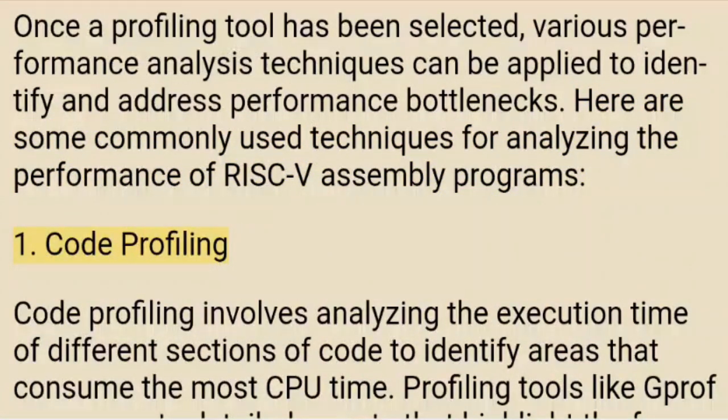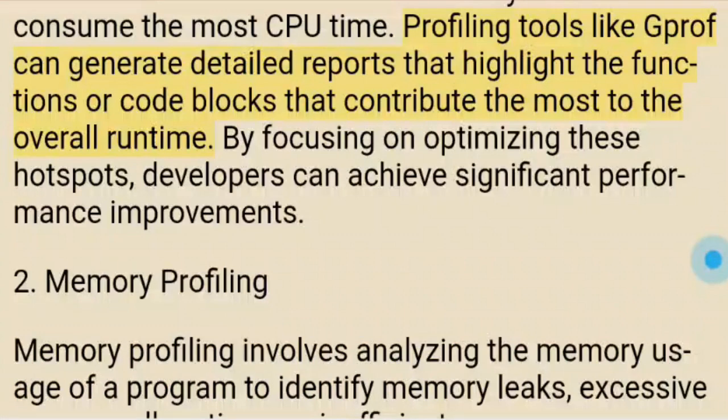1. Code profiling. Code profiling involves analyzing the execution time of different sections of code to identify areas that consume the most CPU time. Profiling tools like gprof can generate detailed reports that highlight the functions or code blocks that contribute the most to the overall runtime. By focusing on optimizing these hotspots, developers can achieve significant performance improvements.